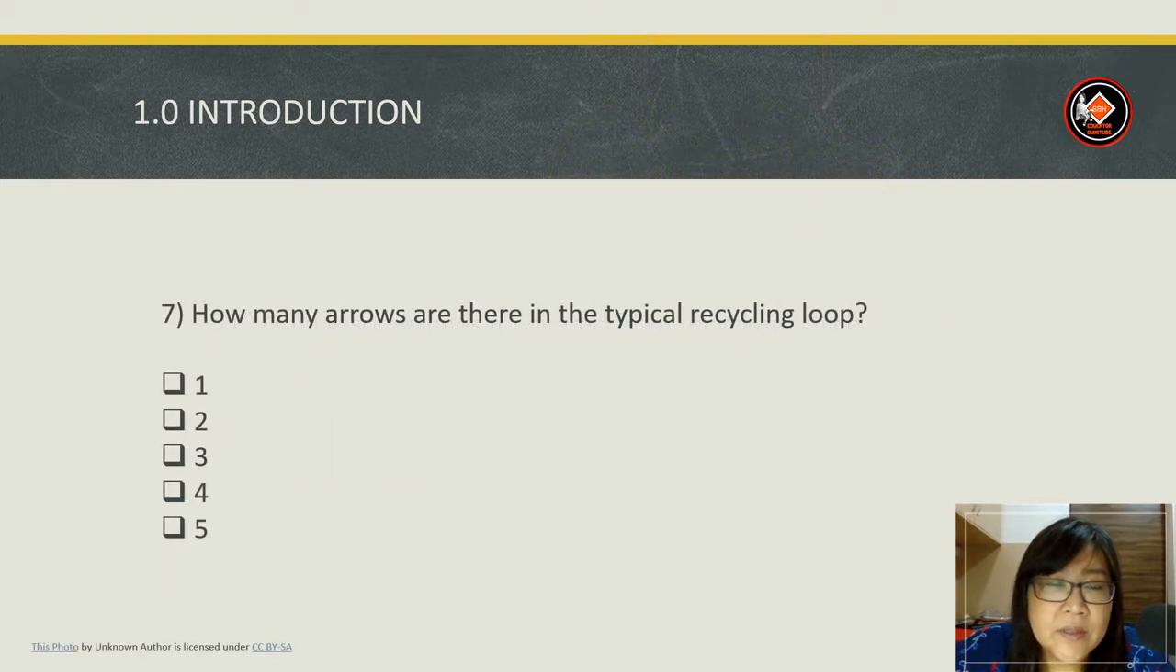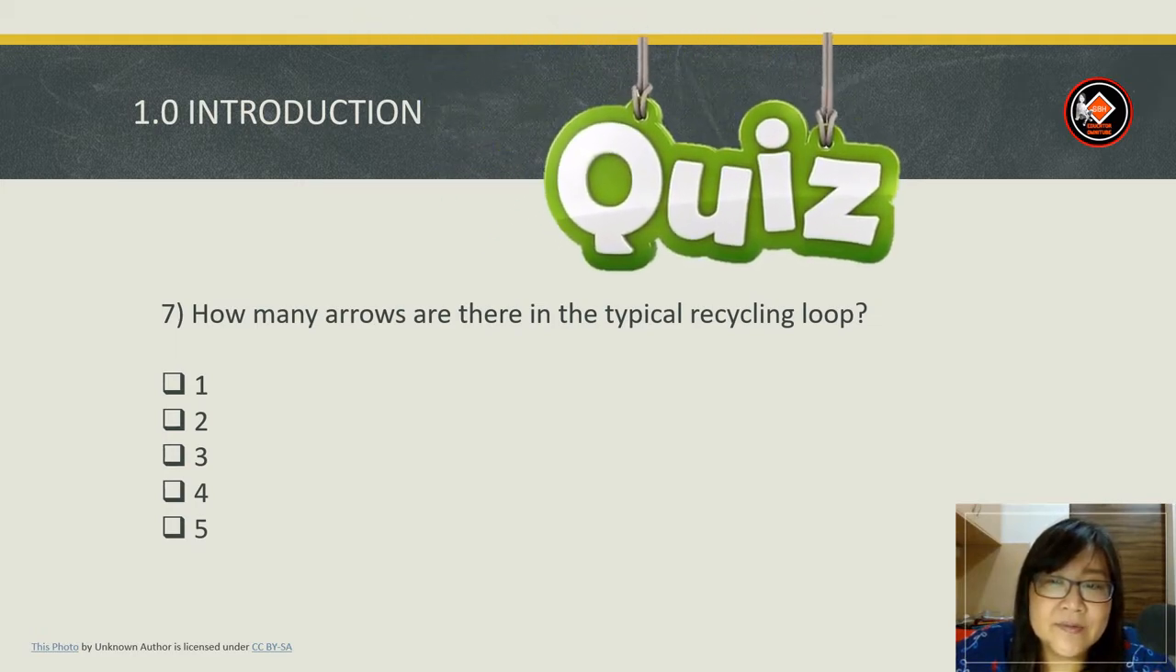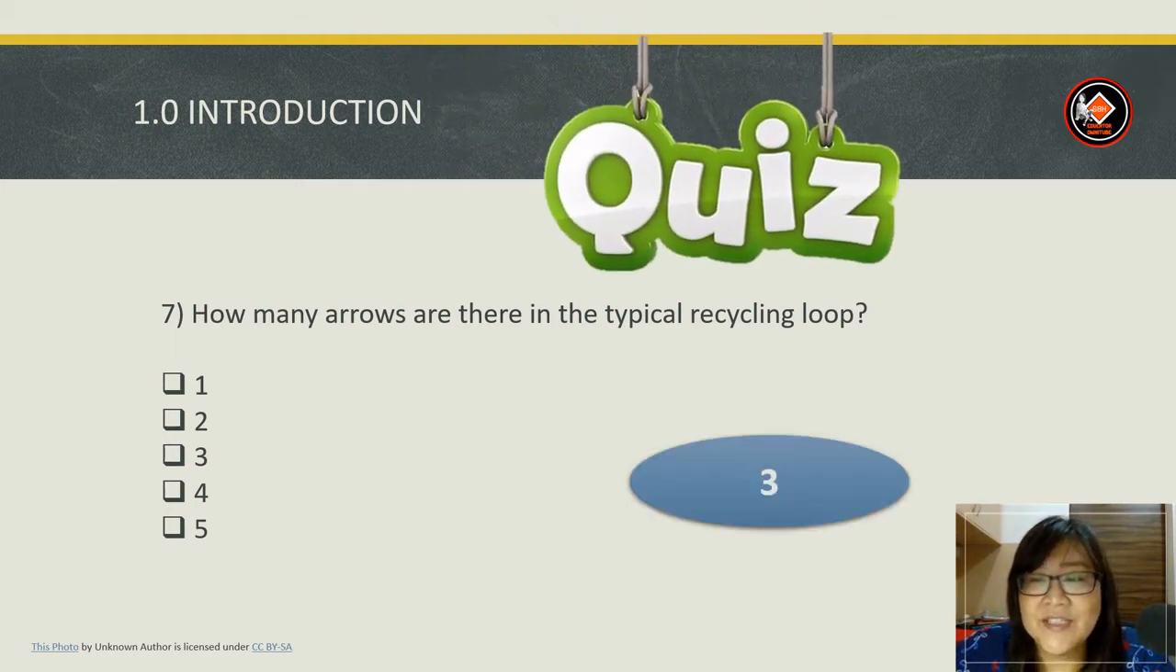Question 7. How many arrows are there in the typical recycling loop? Options 1, 2, 3, 4, and 5. Answer 3.